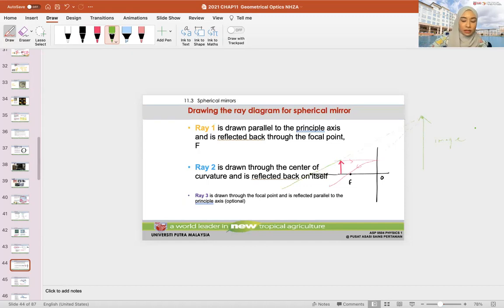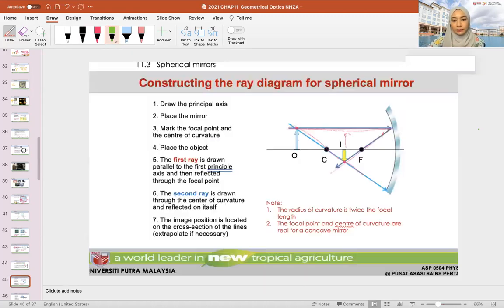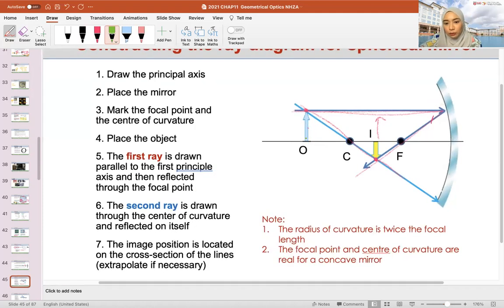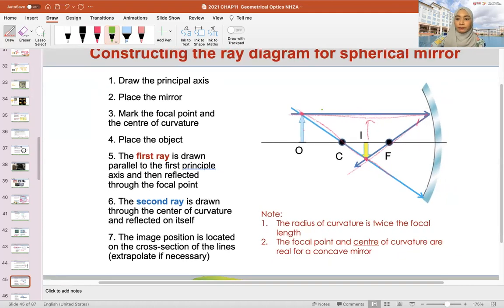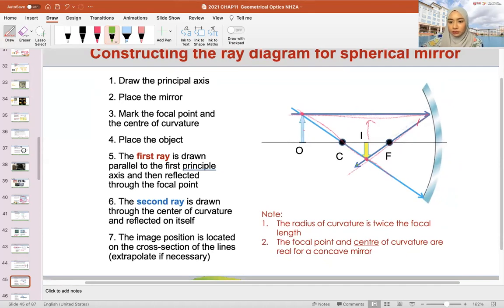Okay, so this is like a really bad drawing. Let's go for actual ones. So if I put my object behind the center of curvature, ray number one here, and then ray number two passes through C and then back onto itself. Where does it intersect? Here. I started from the top of the object. Where it intersects will also show the top of my object. This is very important. You start at the top of your object. Where it intersects is also the top of the object. So if this is the top of your object, you know it's inverted.